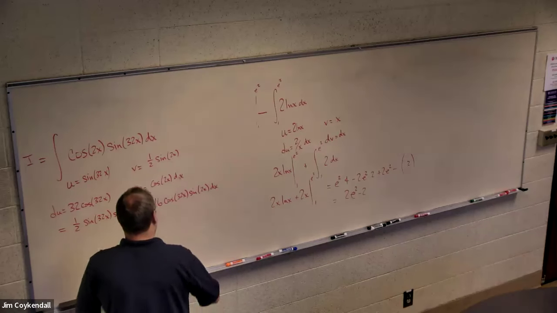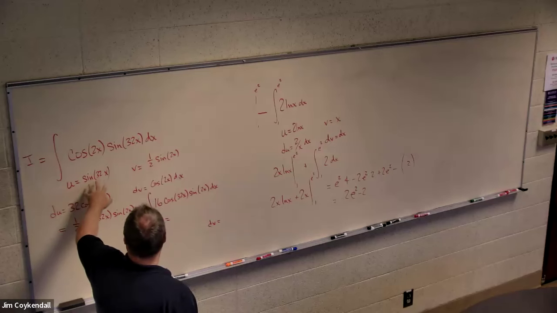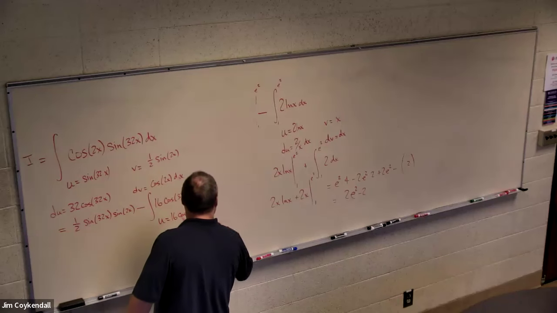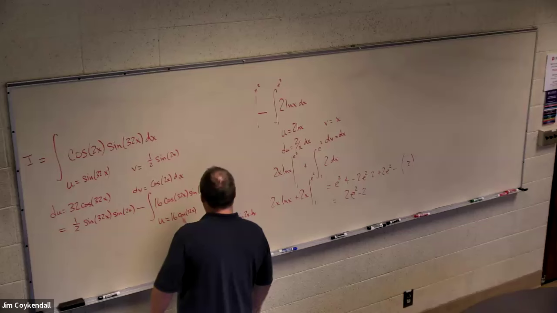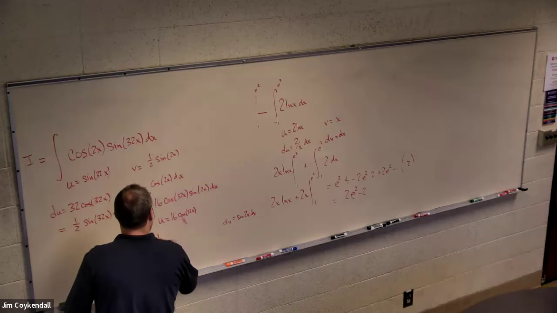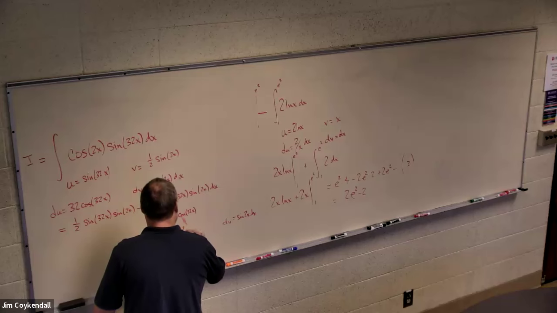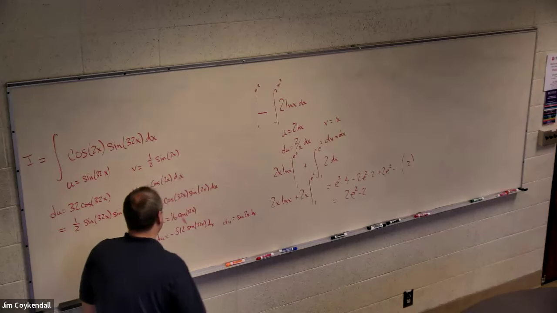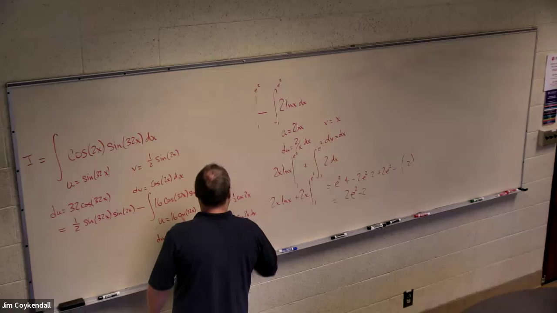Well, let's try parts again. And remember, it's important that we stick with our guns here. So the first time around, I let u be the sine 32x thing, so I've got to go with the cosine 32x here. And dv is going to be sine 2x dx. So I take the derivative of this: du is 32 times 16, which is 512, negative sine 32x dx. And v is minus 1/2 cosine 2x.